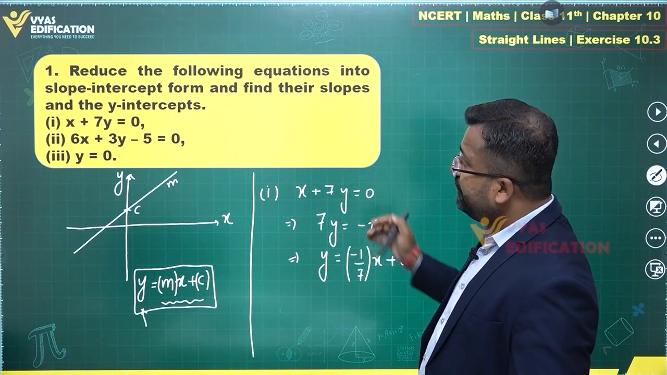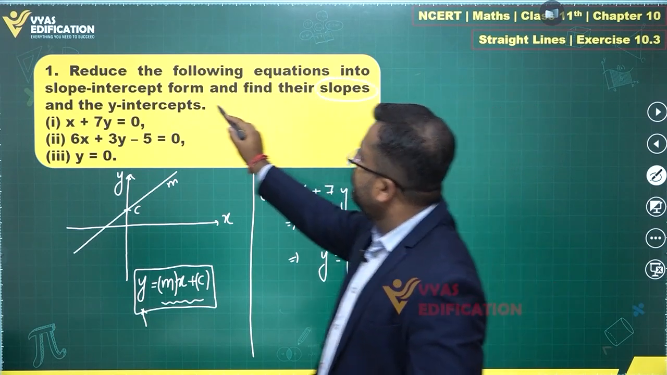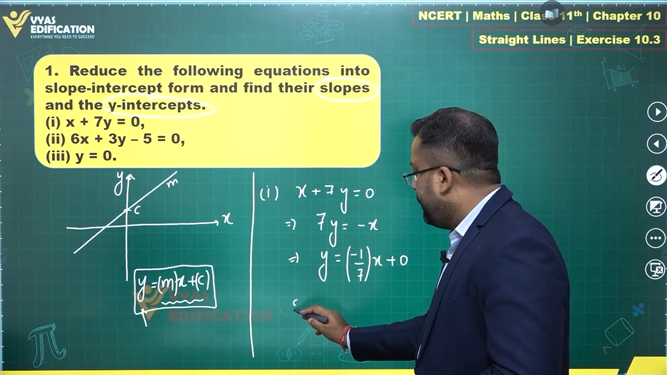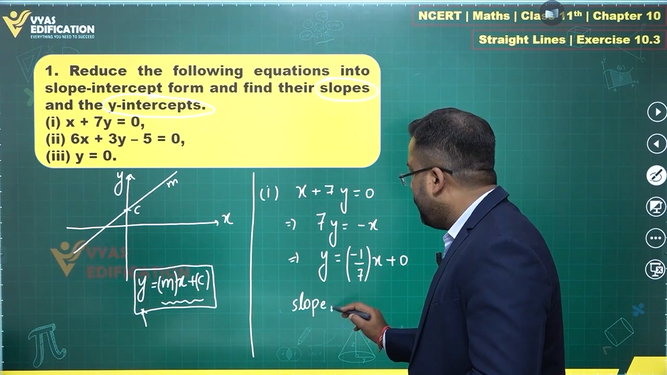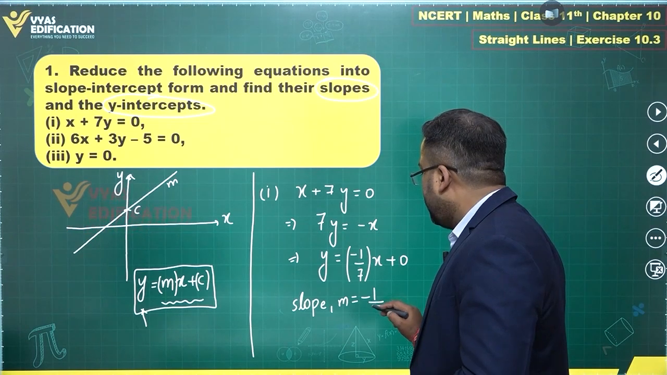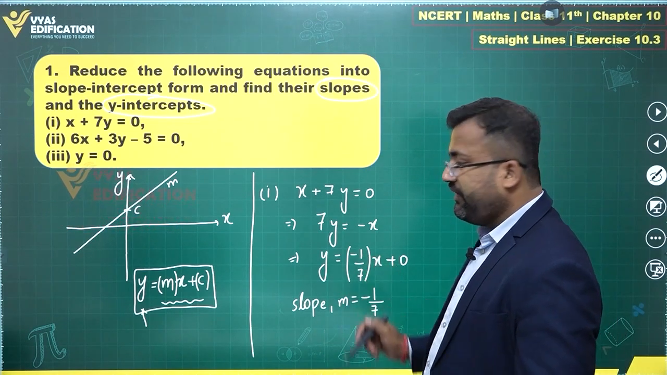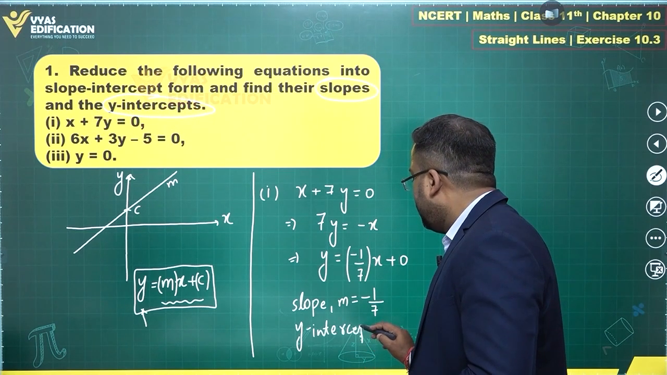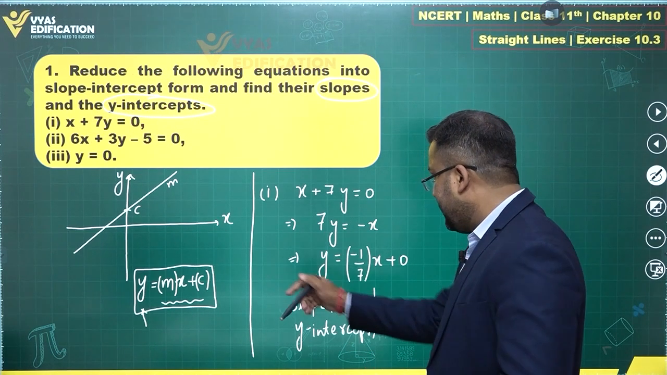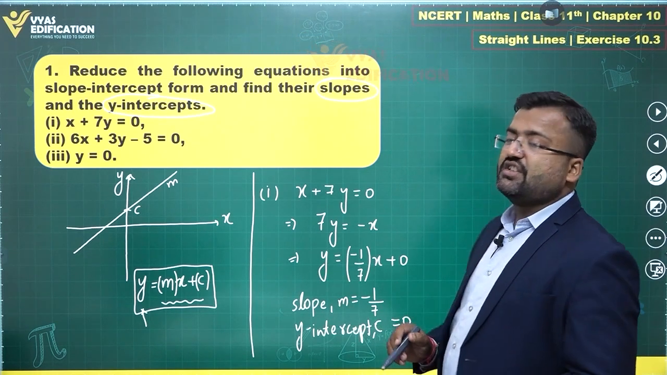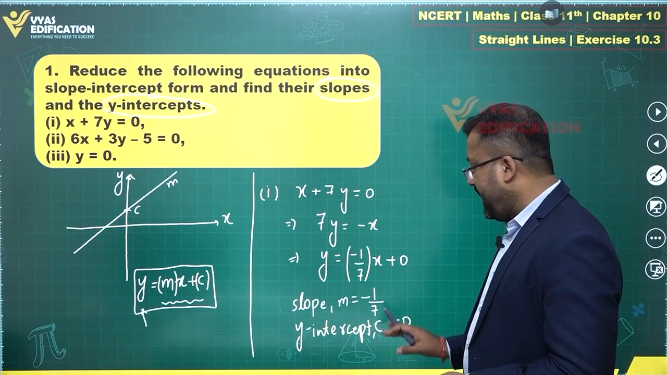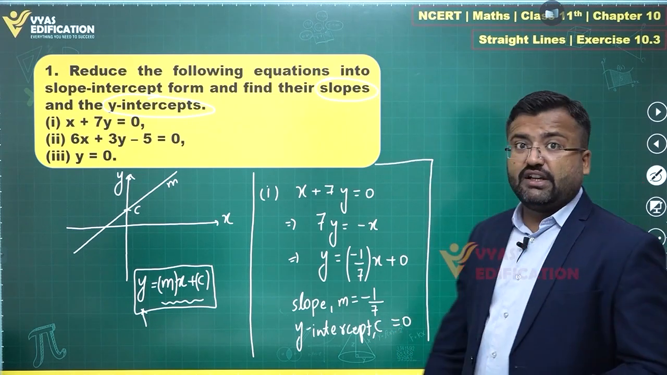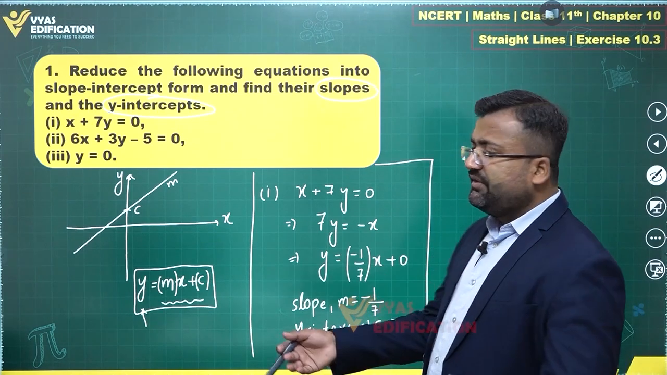And after reducing into the slope-intercept form, we are supposed to find the slope and y-intercept. Now slope, as you can clearly observe, that is value of m will be minus 1 upon 7, that is the coefficient of x, and the y-intercept, after reducing in this form, is denoted by this c, which is simply equal to 0 over here. This is what we have, right? Slope denoted by m is minus 1 by 7 and y-intercept is 0 for this first part, as you can clearly see, right? Let's deal with the next part after this.